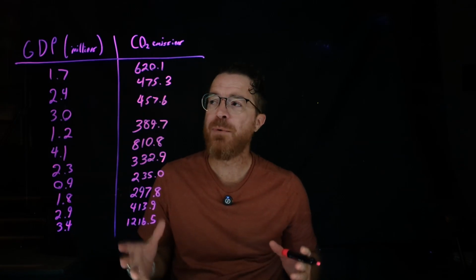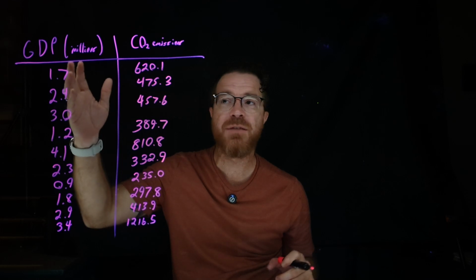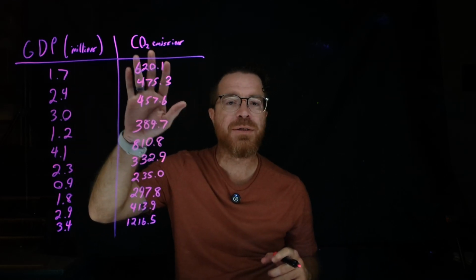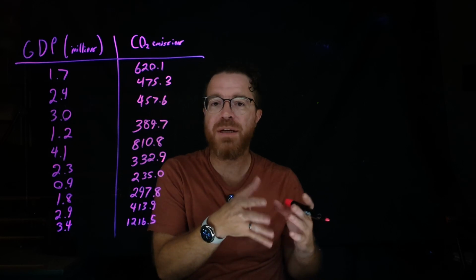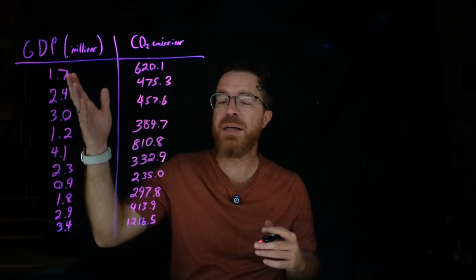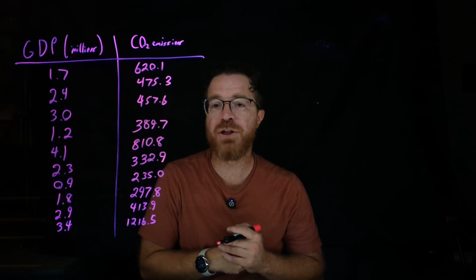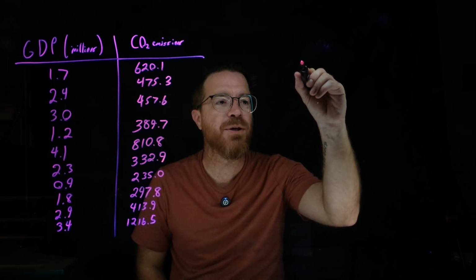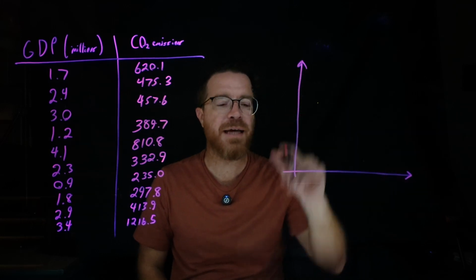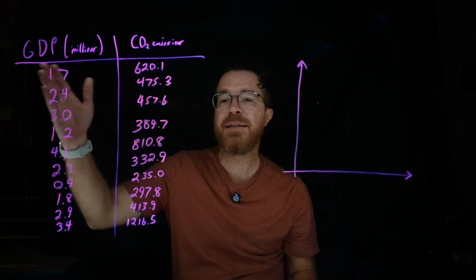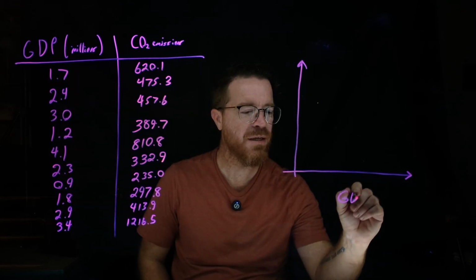Okay, for our first example, I've written out here the GDP of certain countries in millions of dollars and their CO2 emissions. And we're going to create a scatter plot to see what this looks like and determine if there might be some relationship between how much GDP a country has versus how much CO2 they emit. So first thing we're going to do, we're going to draw our XY axis. Our x-axis is going to be our independent variable. That's going to be the GDP of these countries. So we're going to label this GDP.